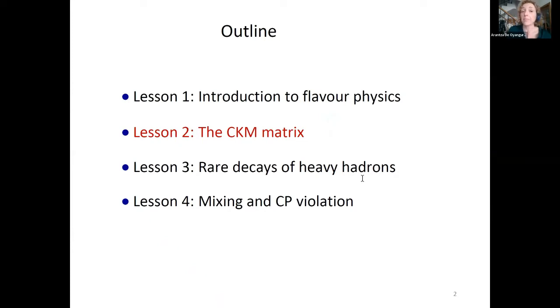It is the CKM matrix. I think Professor Glossman is probably also going to talk after my talk, so I'm not going to give too much of the phenomenological or theoretical side, but I want to give you an idea of what we do and what we measure in terms of this CKM matrix. So the next lecture will be quite complementary to this one.